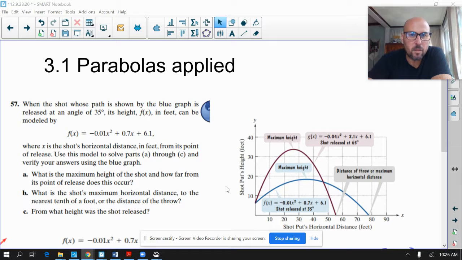Hello, everybody. So here are some applications for parabolas. The key thing with these applications, there's really only a couple of things. You're either finding the vertex or the zeros. So in the context of the problem, you just have to be aware: do you need to find the vertex, so the maximum or the minimum? Or are you finding the zeros? Remember, the zeros are the x values that make the parabola equal 0.